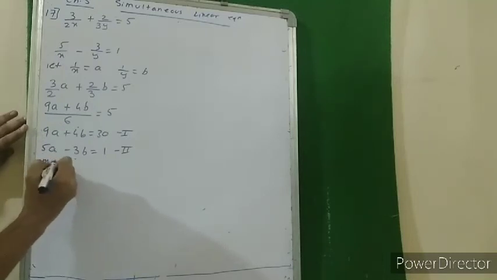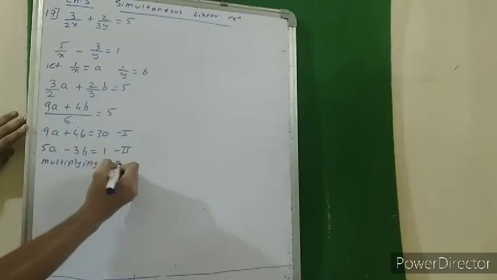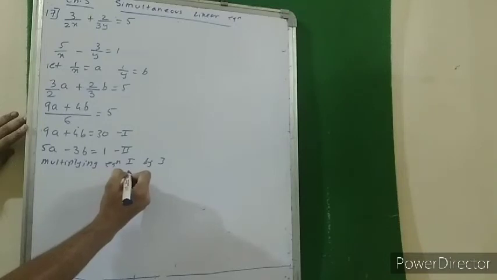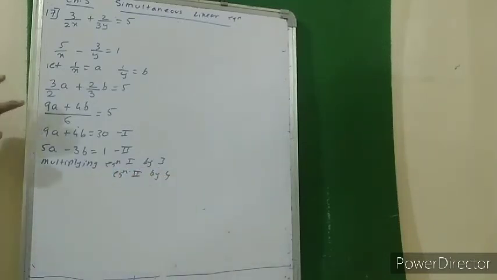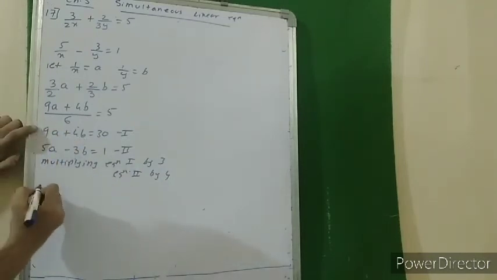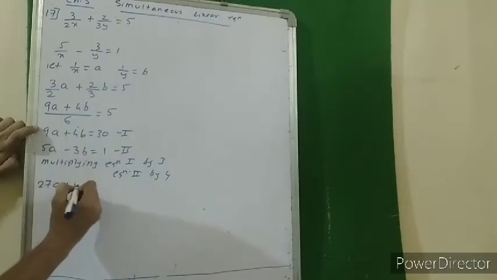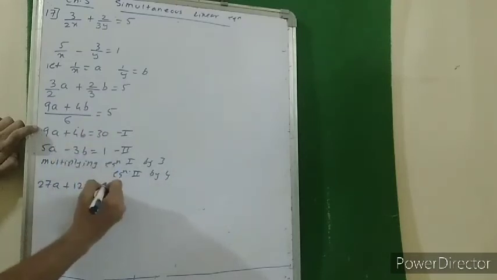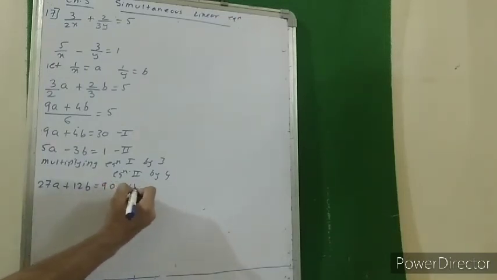So multiplying equation 1 by 3 and equation 2 by 4. If I multiply equation 1 by 3, so we have 27a plus 4 3s are 12b is equal to 3 30s, so it is 90. Okay, so 9 3s are 27, 4 3s are 12, 3 30s are 90. So this is the equation number 3.